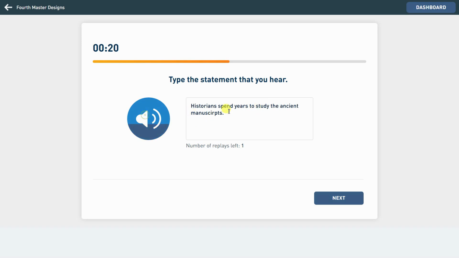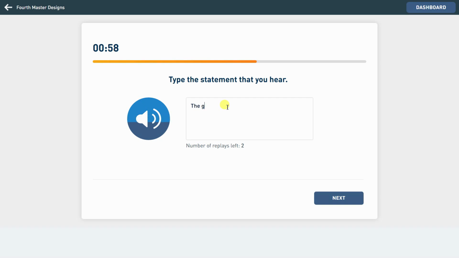Now see here. The historian spent years studying the ancient manuscripts. Studying the. Now it is not "to study." It is studying the ancient. Listen again. The historian spent years studying the ancient manuscripts. I think students will make mistakes in this part, in this spelling.